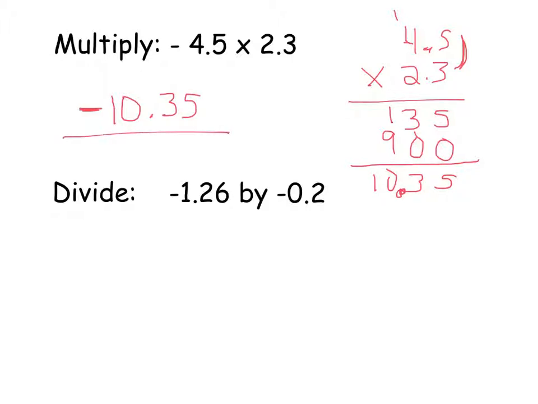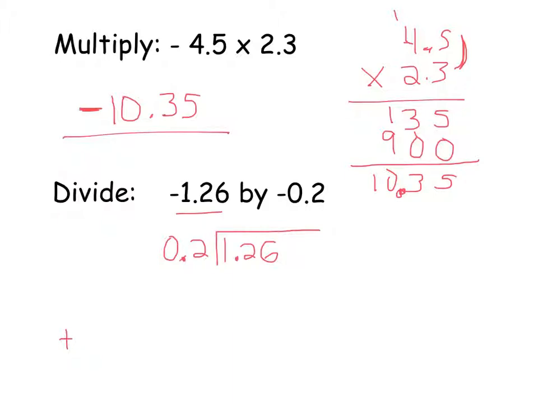Dividing is a little trickier. Negative divided by a negative is a positive. So I know my answer is going to be positive. So I'm going to set it up like a regular division, as if it was whole numbers. What we're dividing into goes on the inside.